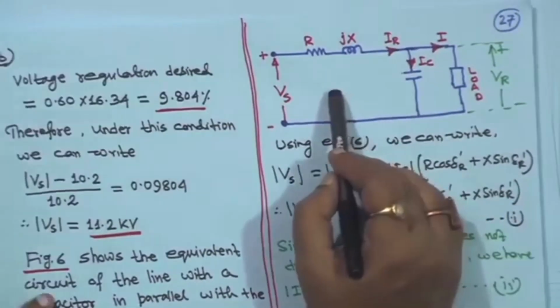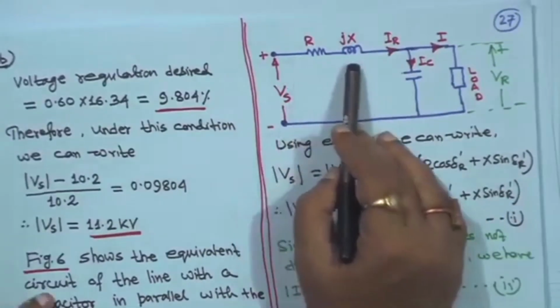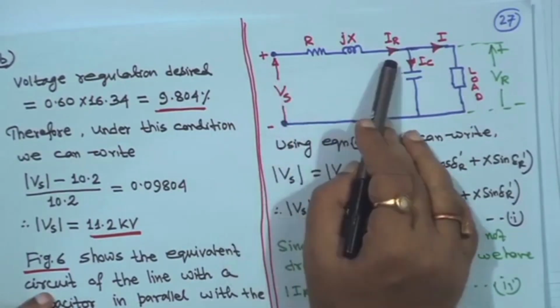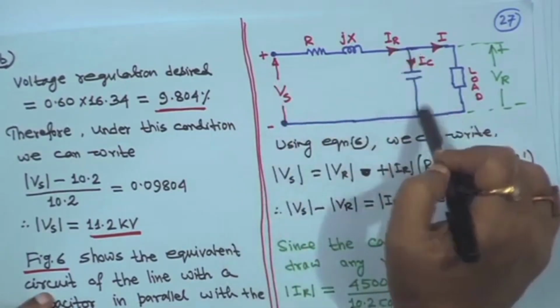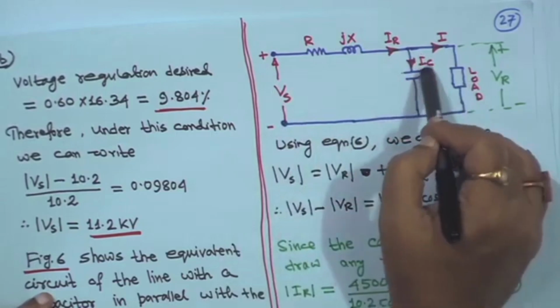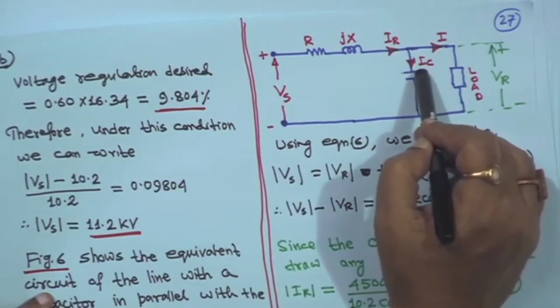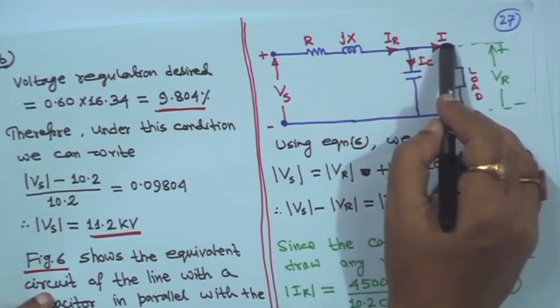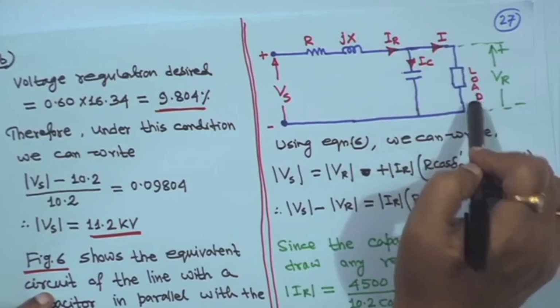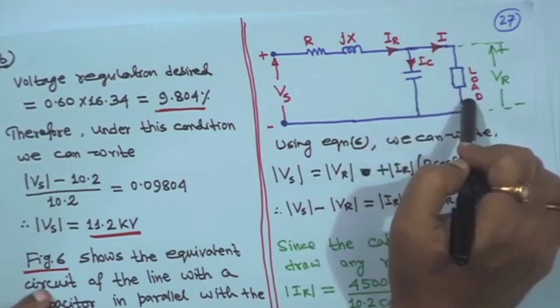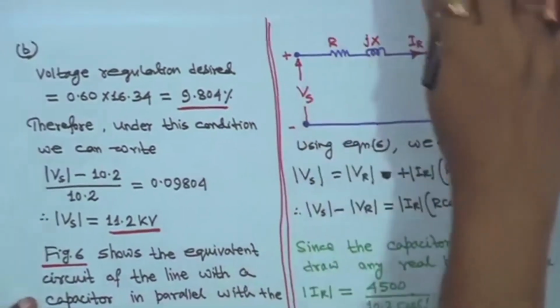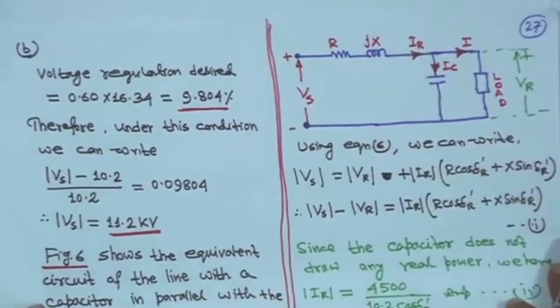So, this is a short line. This is resistance R, this is X and the current flowing through this is I_R. One capacitor is connected across the load. So, this is I_C, the current going to the capacitor, and this is the current I going to the load, right. So, it is a simple series parallel circuit, right. You have done such circuits in your basic circuit problems also to improve the power factor, but here it is a power system problem, right.